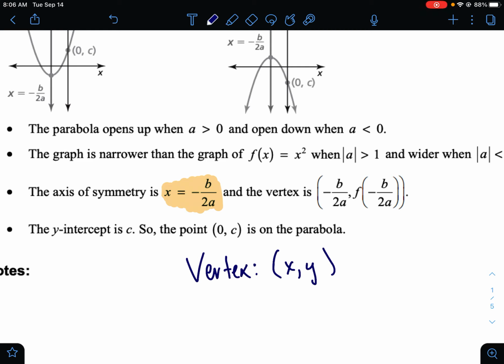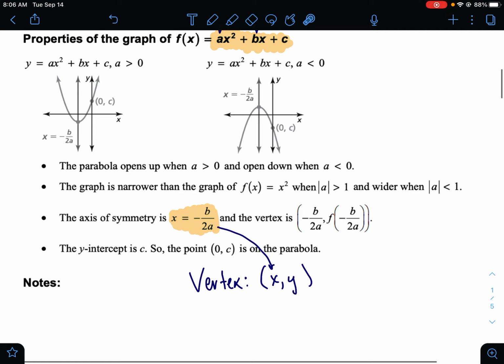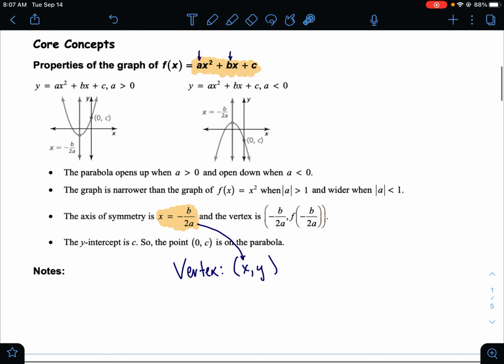So when this negative b over 2a gives you your x, you then have to figure out what your y is. The way that you do that is by taking the x value that you get here and plugging it back into the function for x. And once you plug it in for x, the output that you get, or your f of x, will be your y. And that ends up being your vertex. And then we'll go from there. So let's look at what that looks like.